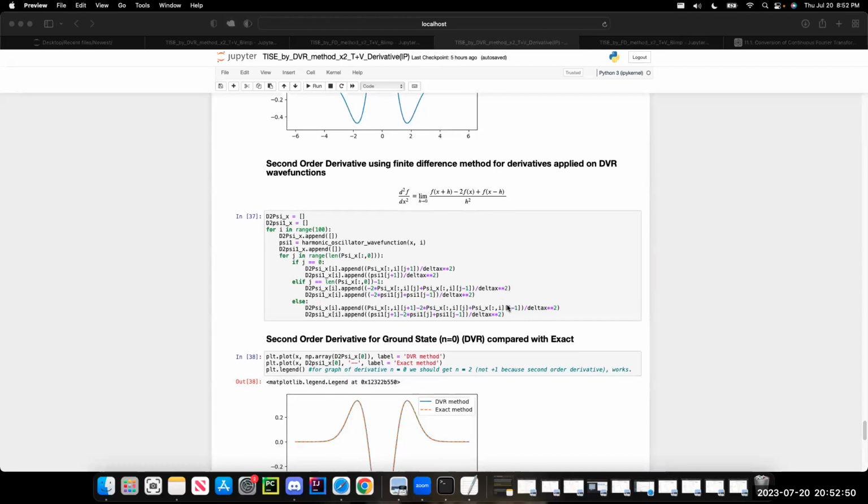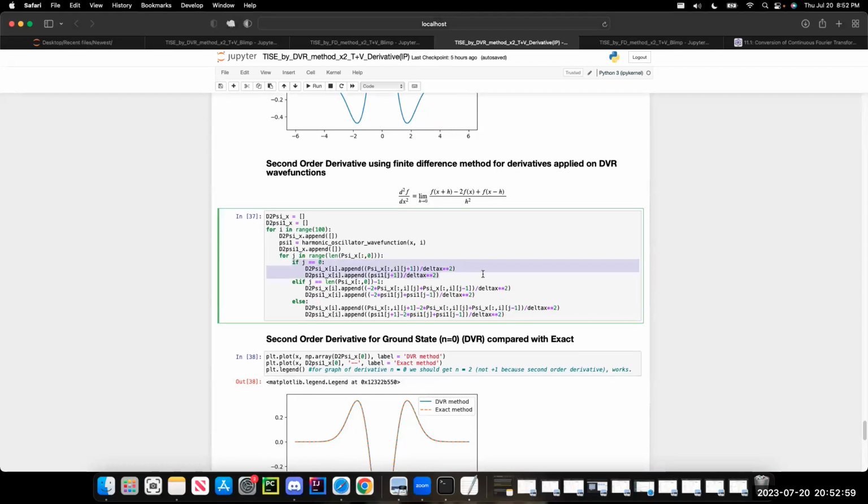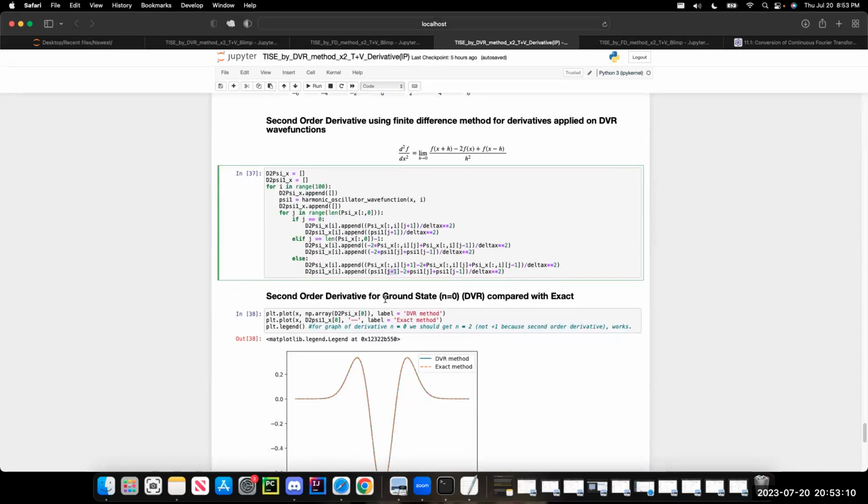Looking at the finite difference method for derivatives applied on the DVR wave functions, this is how that was defined on the board. There are some edge cases here. In our logic, we do j+1. We don't want to really do that at the boundary points. And so this idea of j+1 is absent from those edge cases.